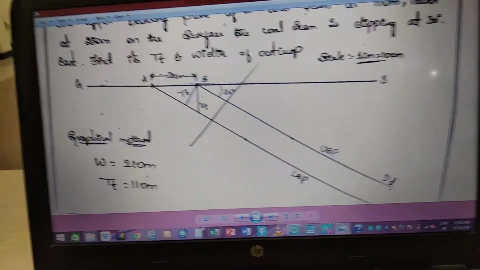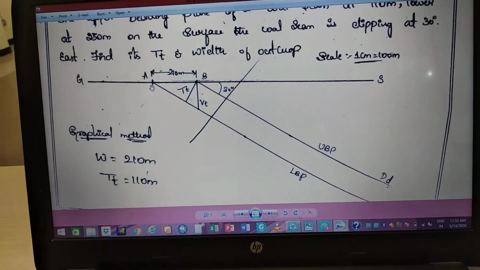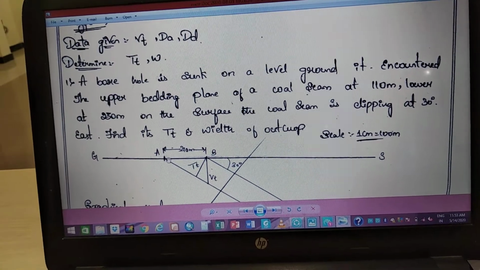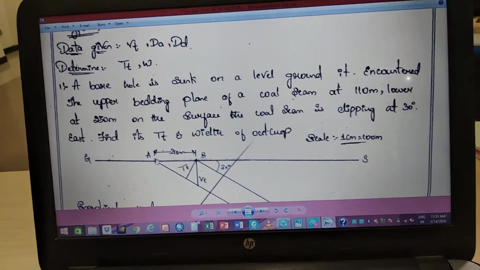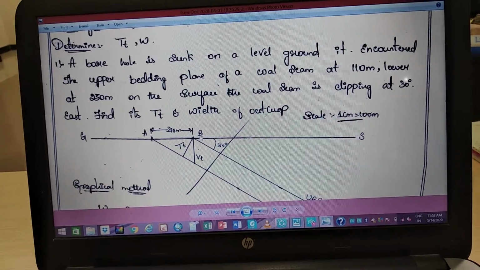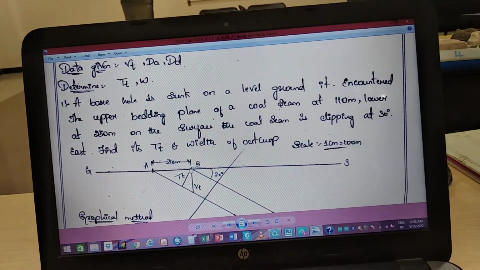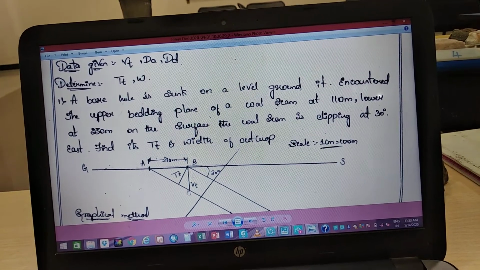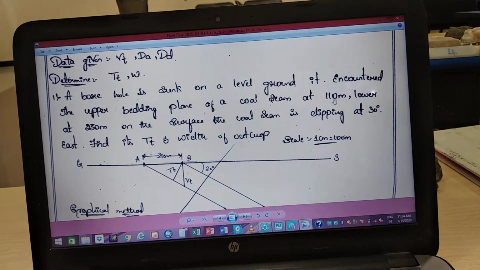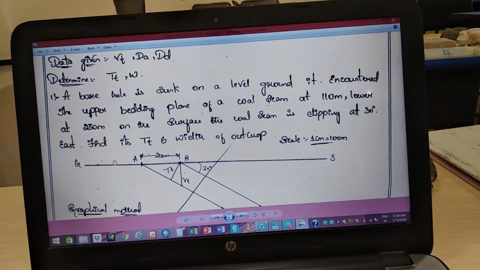So first draw the ground surface and mark the A point. What are the things we are given here? Mark the B point first, and from this B point you draw the vertical thickness. How much is the vertical thickness here? The upper bedding plane is at 110 and the lower bedding plane is at 230. So 230 minus 110 gives the vertical thickness.